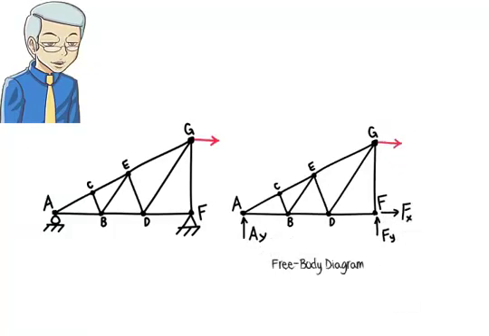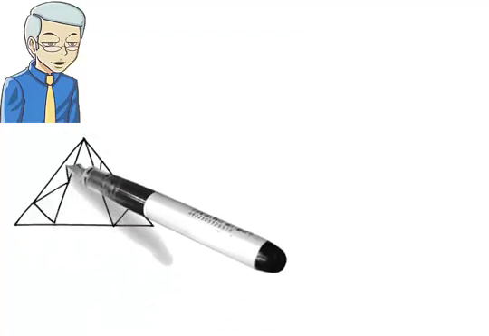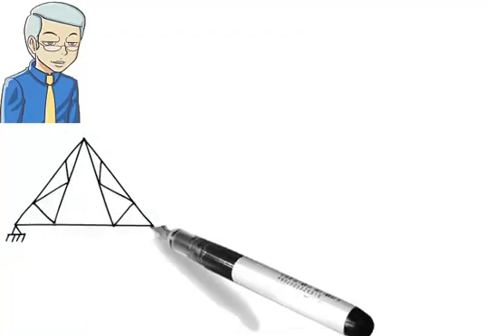In this example, Rule 3 applies to joints C, B, E and D in that sequence. Therefore, BC, BE, DE and DG are zero force members. See if you can identify the zero force members in these trusses.